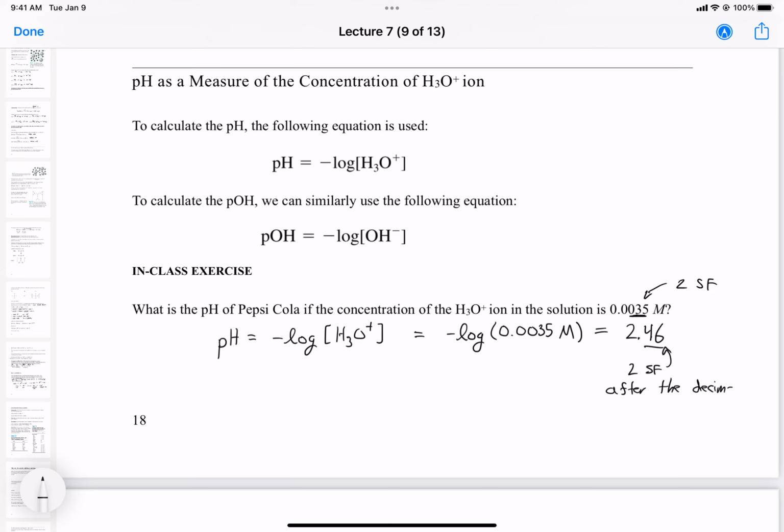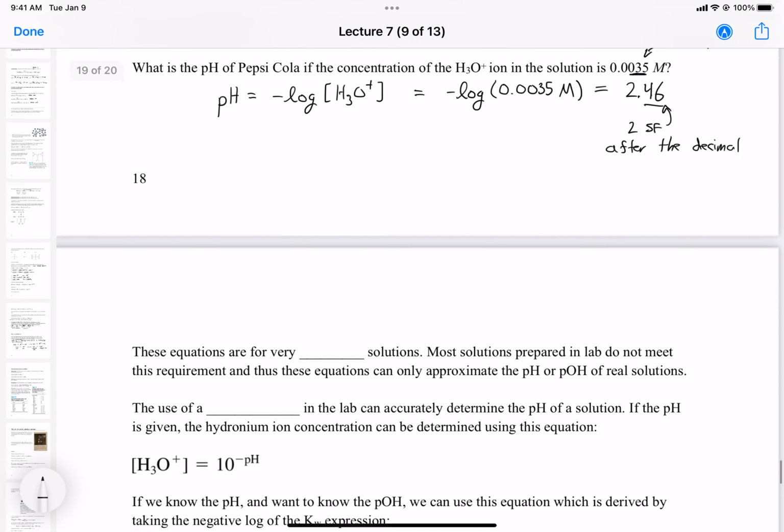So when we're doing these calculations, make sure you have the correct number of sig figs. Don't keep all the numbers. We can't report our values past the accuracy of the least accurate measurement, and in this case, it's the concentration. Okay, so 2 figs after the decimal. All right. Okay, so let's move on here.